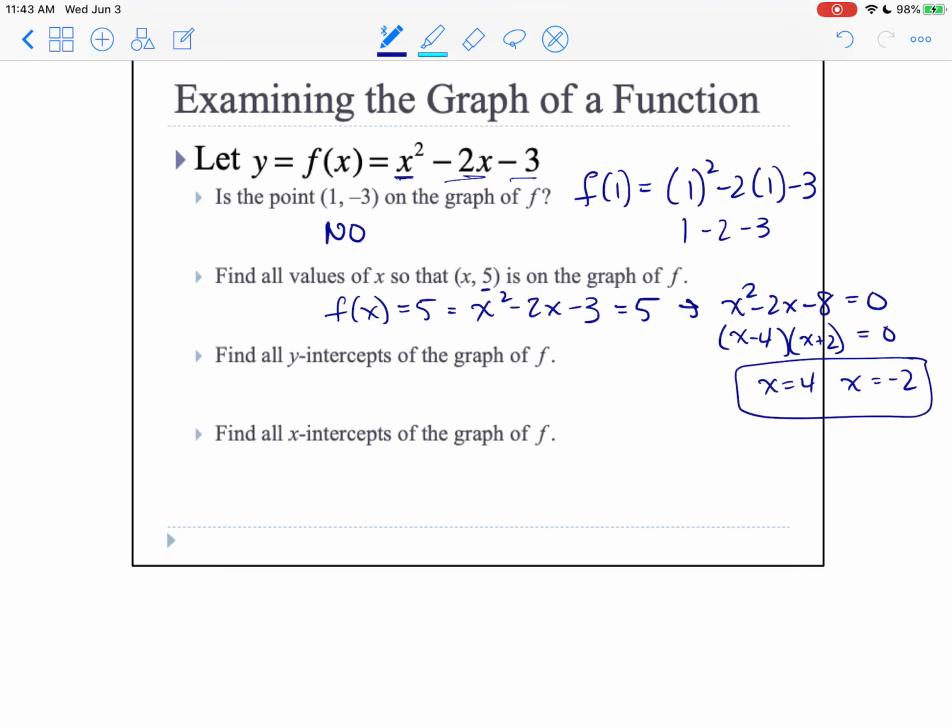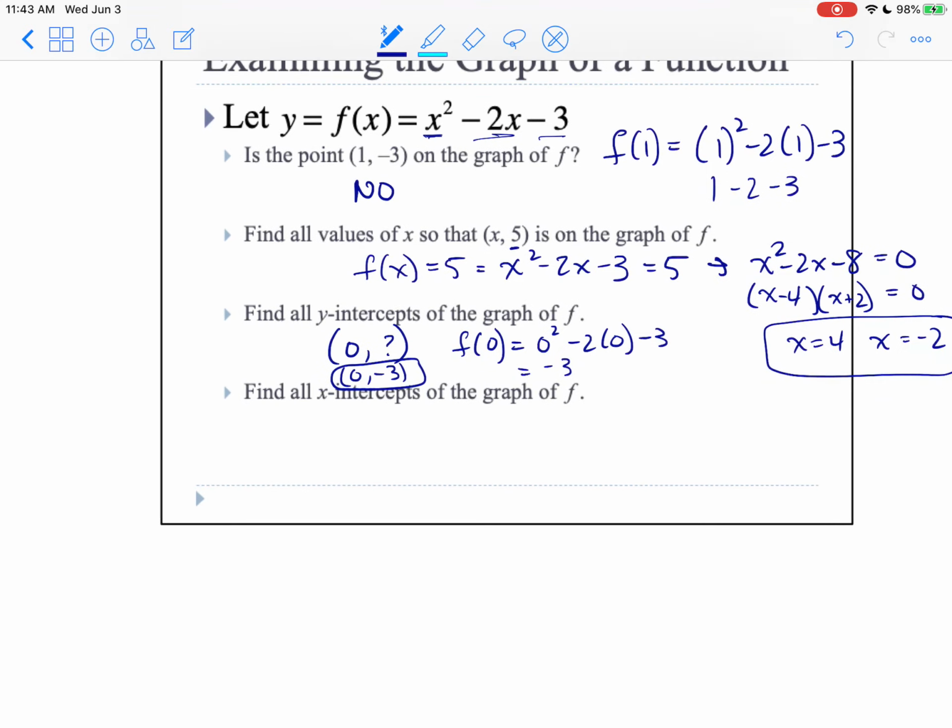Now let's find all the y-intercepts of the graph. Now, if this is a function, there should only be one y-intercept, because I'm plugging 0 in for x, and there can only be one output for every input. So if I plug 0 in for x, and I'm looking for the y value, let's go ahead and do that. f of 0 is what I'm looking for. And so that's going to be 0 squared minus 2 times 0 minus 3. So that gives me negative 3. So 0, negative 3 is the y-intercept, and it's the only one.